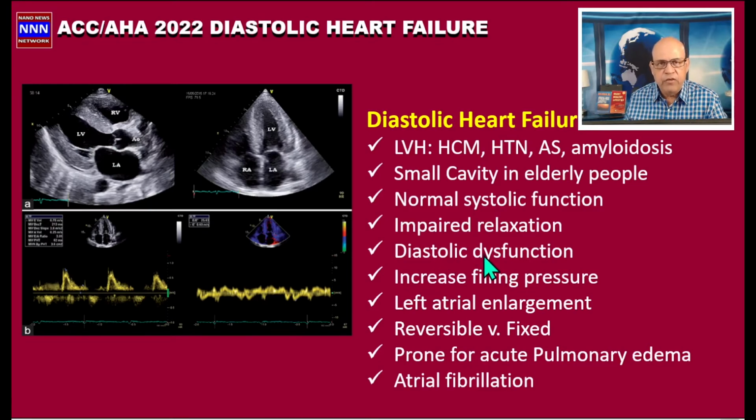The diastolic dysfunction may be reversible in the early stages, but as time progresses, the diastolic dysfunction becomes fixed. So no matter what we do, we cannot change the diastolic function of the ventricle. And these people are prone for pulmonary edema because of their small ventricular cavity, because of non-compliant ventricle. They develop fluid backup very quickly that causes pulmonary edema, and it also resolves fairly quickly with diuretics. And I mentioned about the atrial fibrillation.